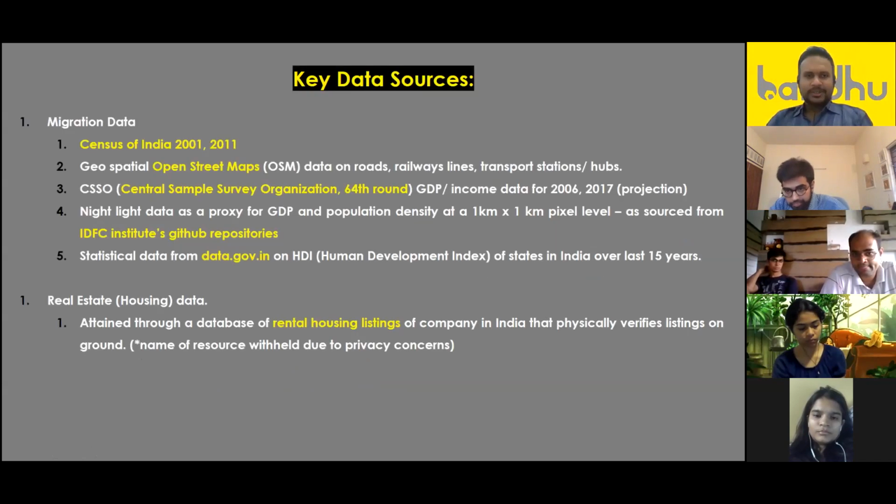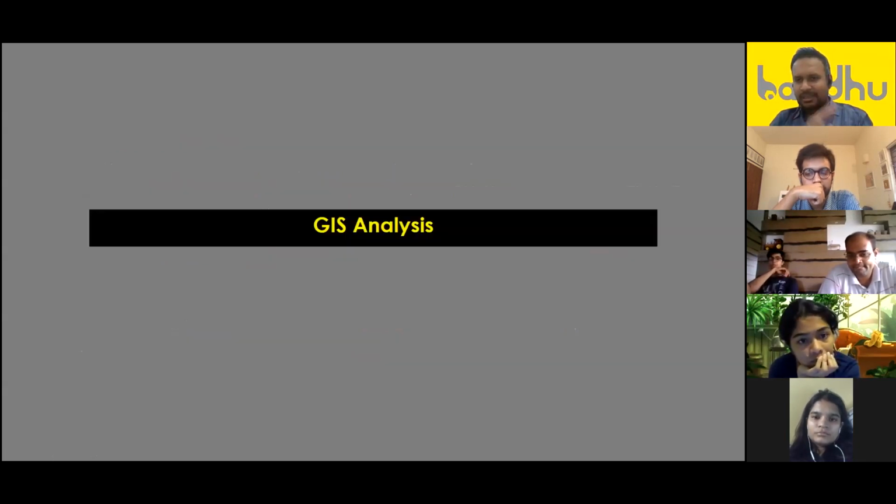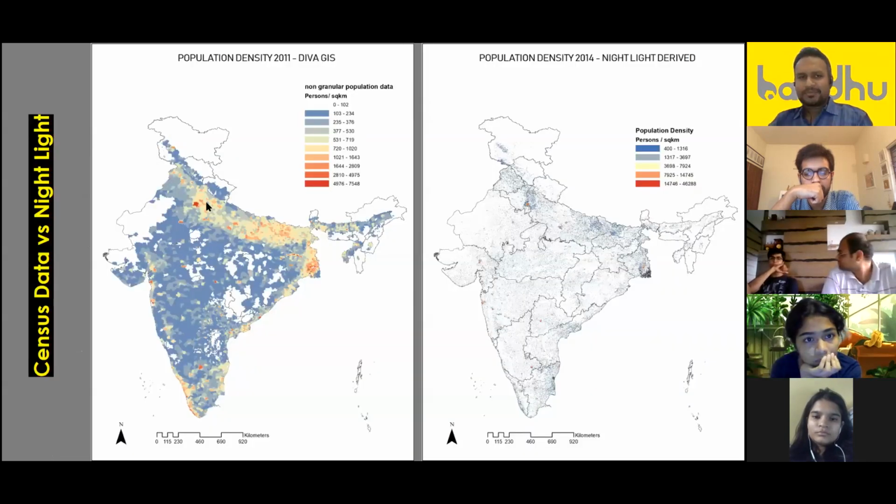And that's where I jump into data: the census, OpenStreetMap, the Central Statistical Organisation, the nightlight data of the IDFC Institute, data.gov.in, and real estate data. So again, 6 or 7 data sources, and I put them all into a massive GIS database map. To highlight, on the left, the map generated from census tells you population density, and you see it's by district, so it's fairly broad. And on the right is from nightlight data.